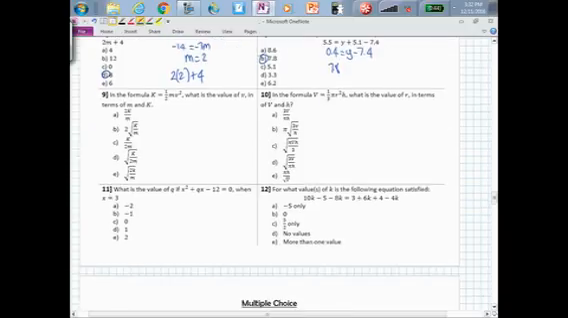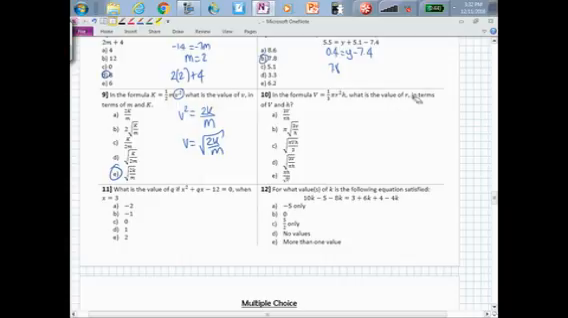9. In the formula k equals 1/2 times mv squared, what is the value of v in terms of m and k? So we're going to rearrange. So we want to get v on its own. So let's get v squared on its own first. We have to get rid of that half, so we're dividing both sides by a half, which is the same as multiplying by 2. And then we have to divide by m. And the last piece here is just square root. So then that tells me that it is e.